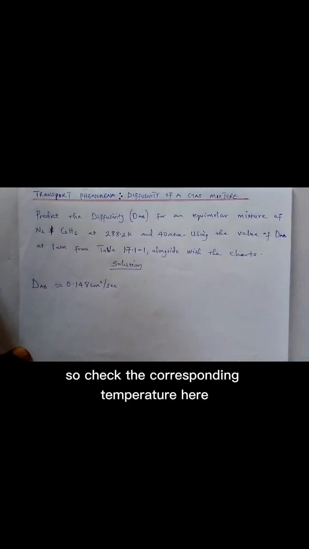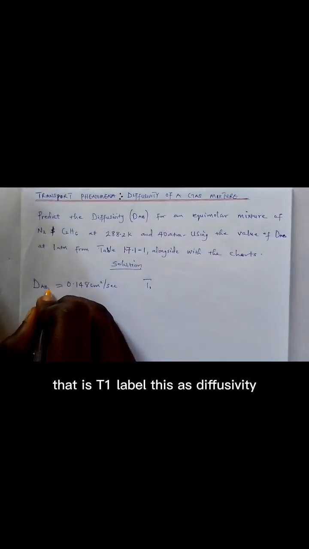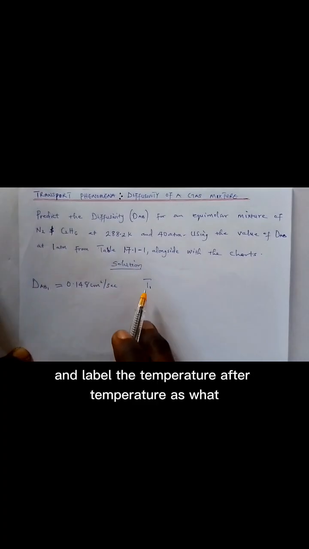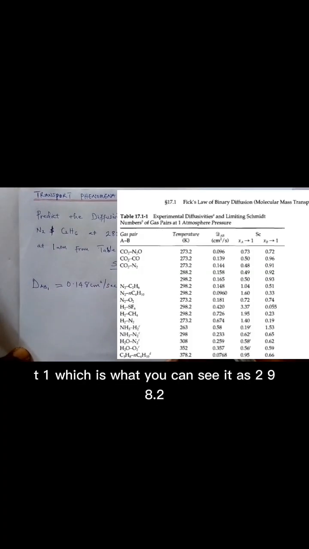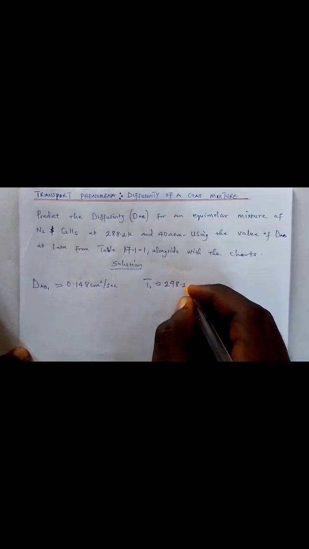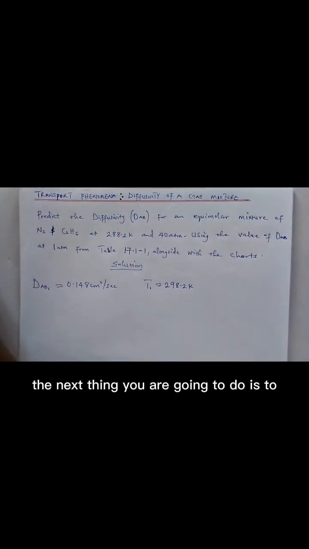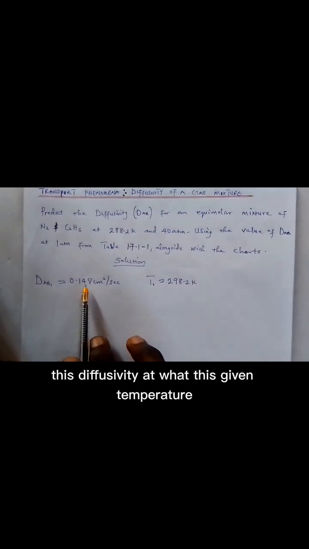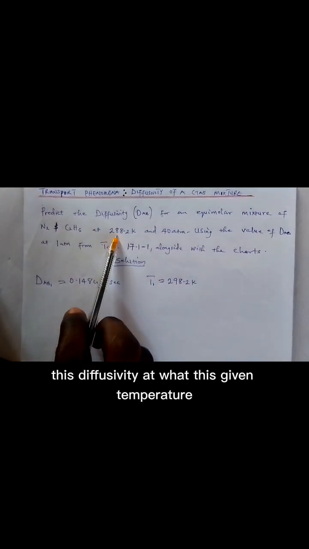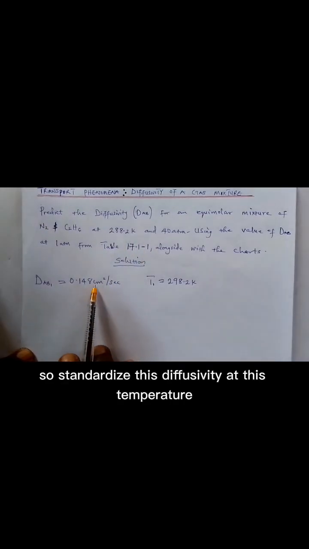So check the corresponding temperature here. We label this as diffusivity AB1, and label the temperature as T1, which you can see is 298.2 Kelvin. The next thing we are going to do is to standardize this diffusivity at the given temperature. Note that this is the first step we are going to take.